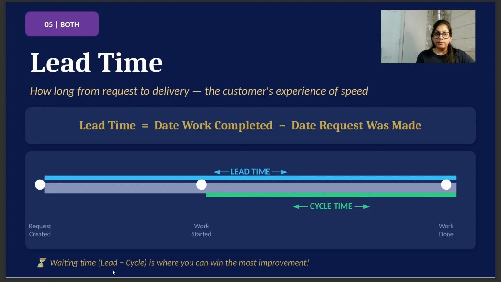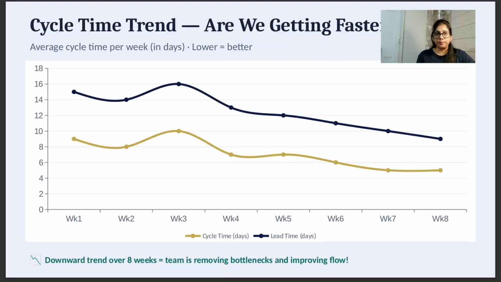So waiting time is lead minus cycle time, and that is where you can win the most improvement. Whatever the waiting time is between the lead time and the cycle time, it gives you a conversation starter with the product owners or stakeholders: why was there a delay between when the request was created and when actual work was started? These are the types of questions that you need to understand or ask your stakeholders.